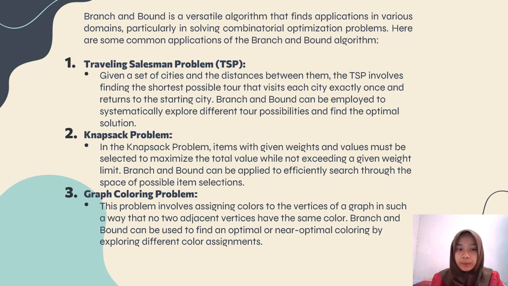Second, knapsack problem. In the knapsack problem, items with given weights and values must be selected to maximize the total value while not exceeding a given weight limit. Branch and bound can be applied to efficiently search through the space of possible item selections. Third is graph coloring problem. This problem involves assigning colors to the vertices of a graph in such a way that no two adjacent vertices have the same color. Branch and bound can be used to find an optimal or near optimal coloring by exploring different color assignments.